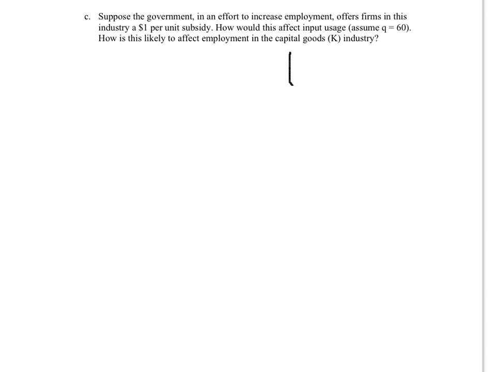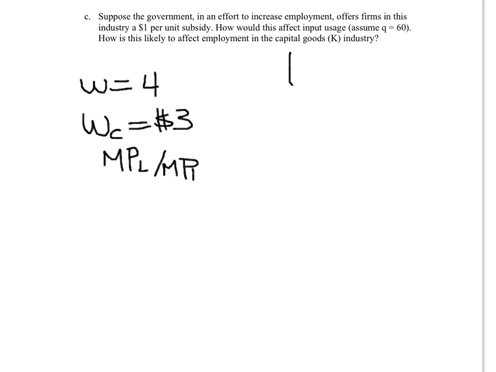So in this one, it says the government gives you a $1 subsidy. That means that the wage, instead of being $4, the wage now, let's call that wage in part C, is going to be equal to $3. So simply solve the problem again. Using the same equation, MPL over MPK equals W over R, but now W changed, so K over L, instead of equal 4, now equals 3. And you solve the problem again and find the new quantities of K and L.